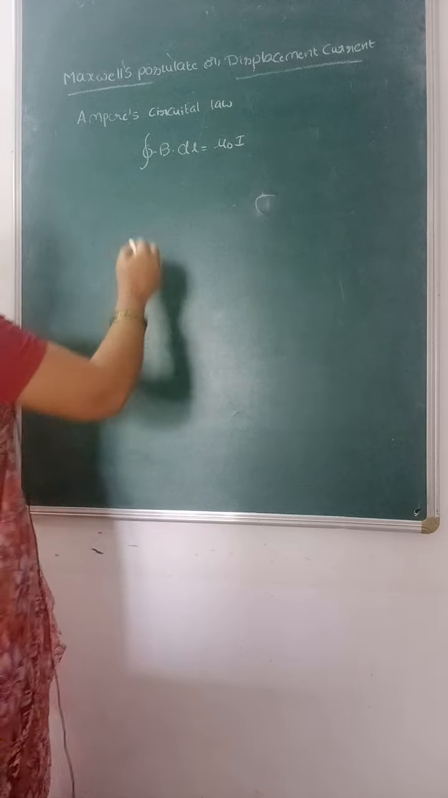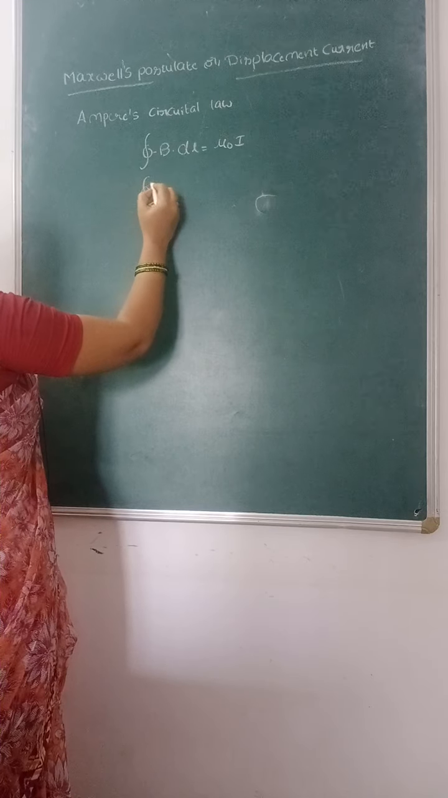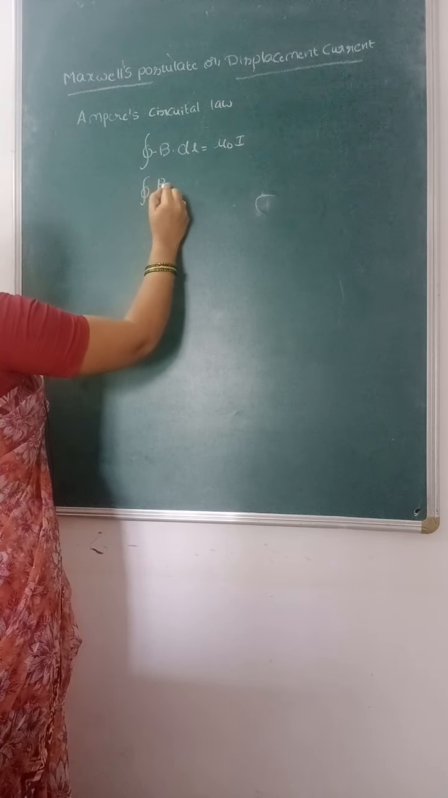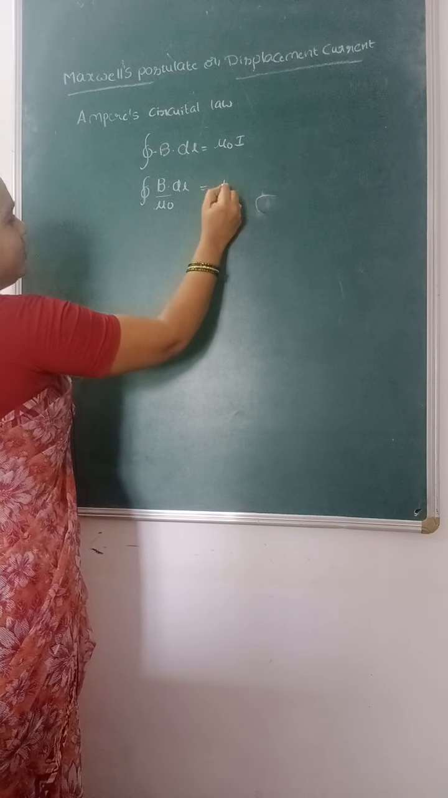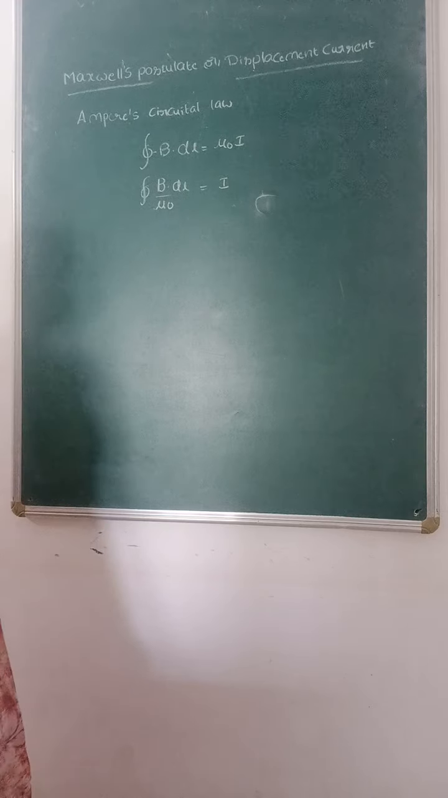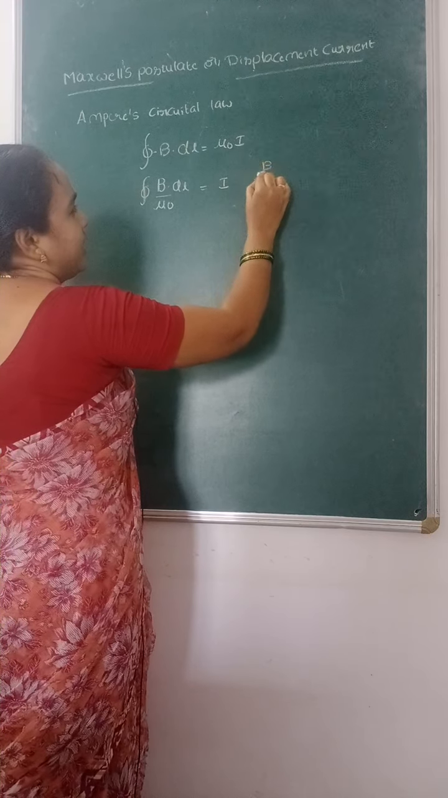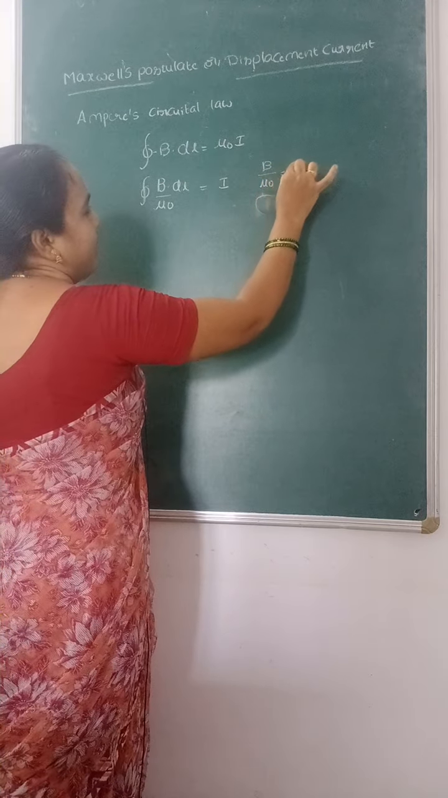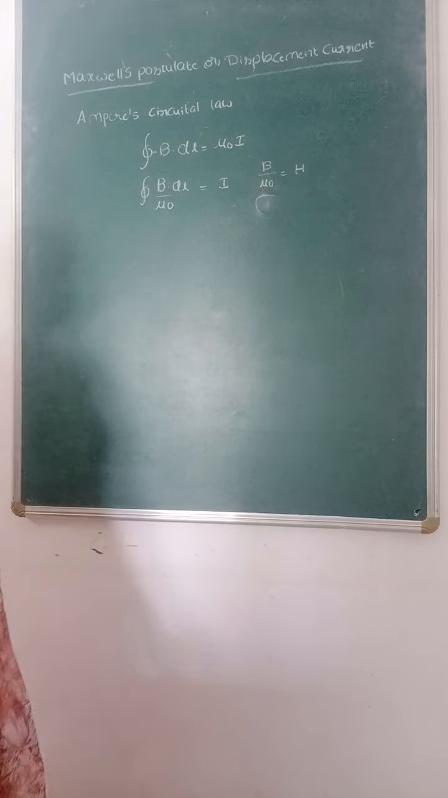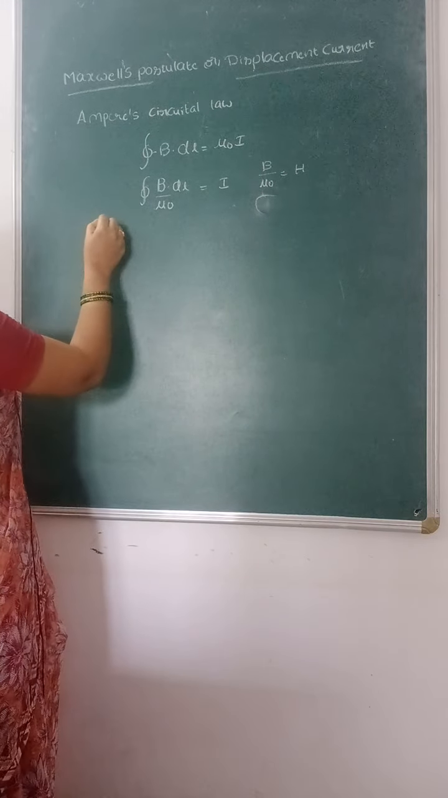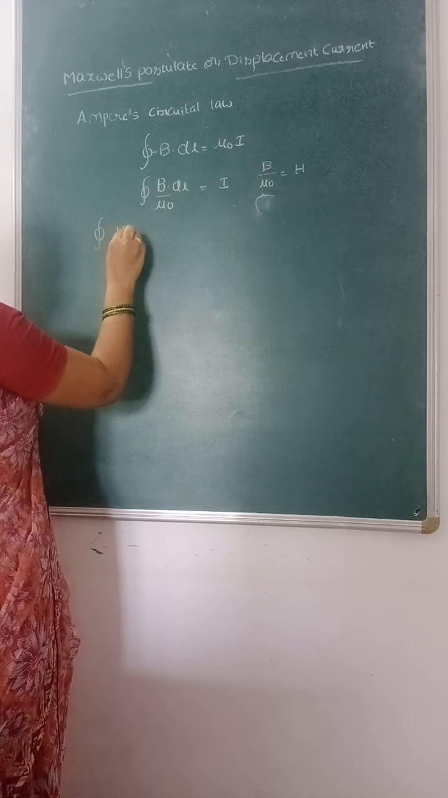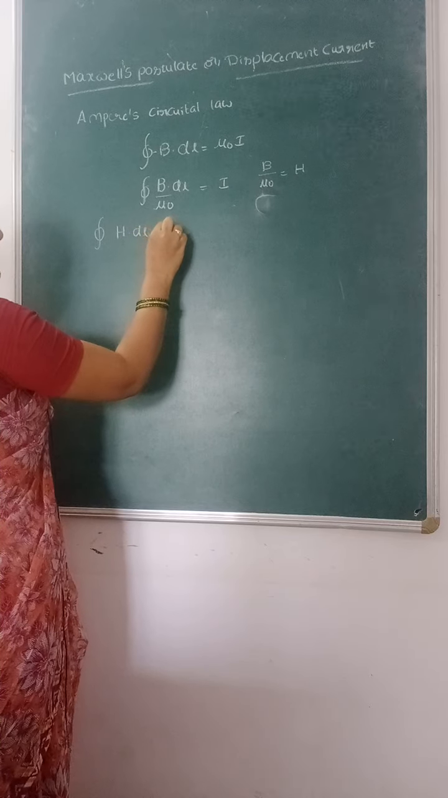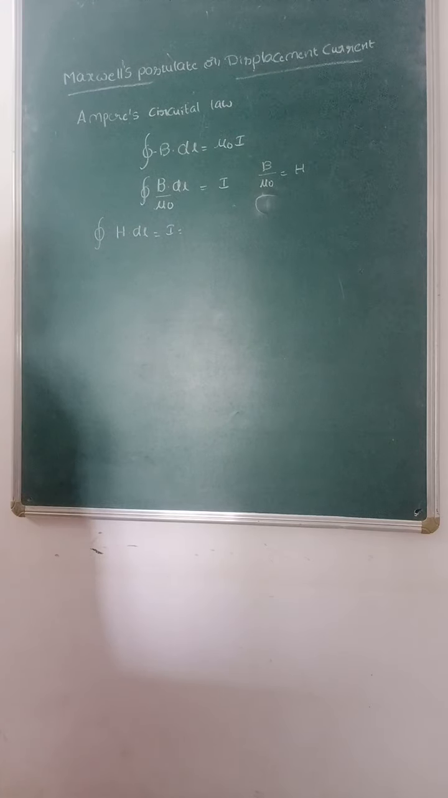that element. So then the line integral of B dot dl divided by mu naught is equal to I. The quantity B by mu naught is called the magnetic field intensity, denoted by H. Then the closed integral of B by mu naught becomes H, that is, the closed integral of H dot dl is equal to I. And here I is the current passing through that element.